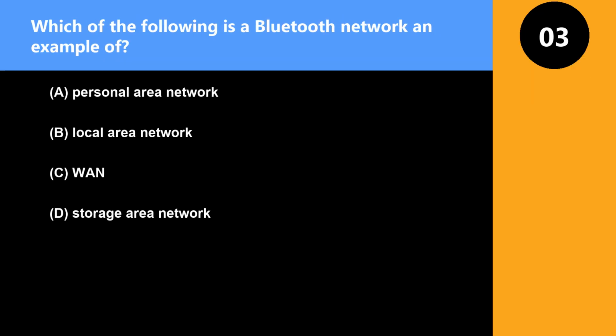Question 3. Which of the following is a Bluetooth network an example of? Option A. Personal area network. Option B. Local area network. Option C. WAN. Option D. Storage area network. The correct answer is option A, personal area network.